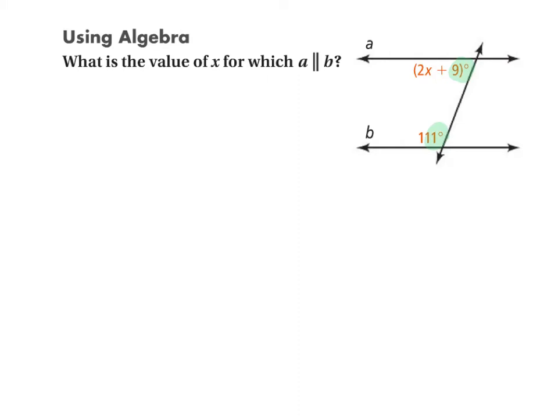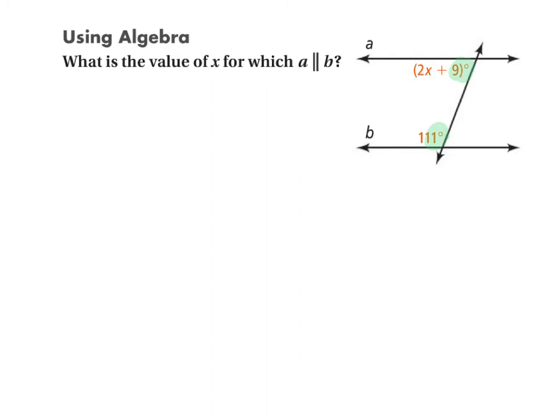What type of angle pair are they? Same side interior. And think of it from yesterday's point of view. If the lines are parallel, same side interior angles are supplementary. So now today we're flipping that around. We're saying, well, if they are supplementary, then the lines are parallel.